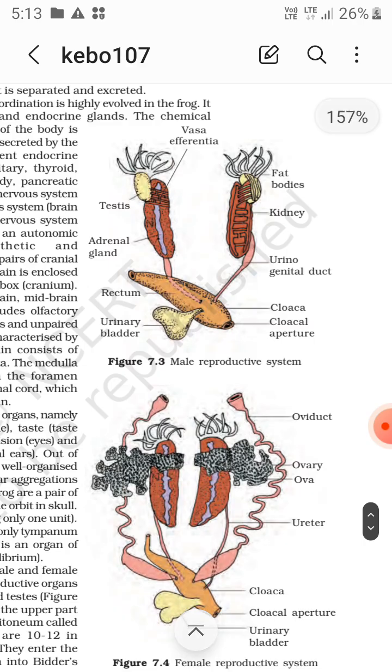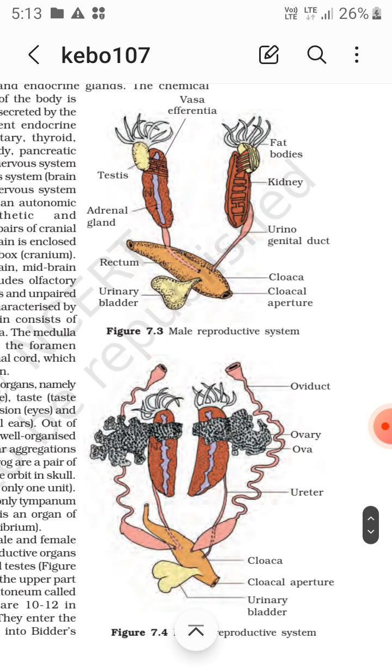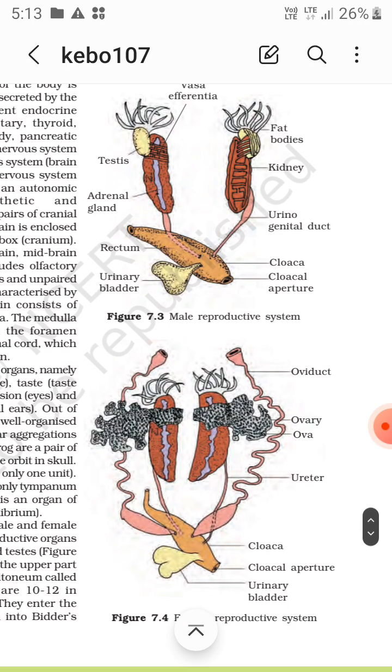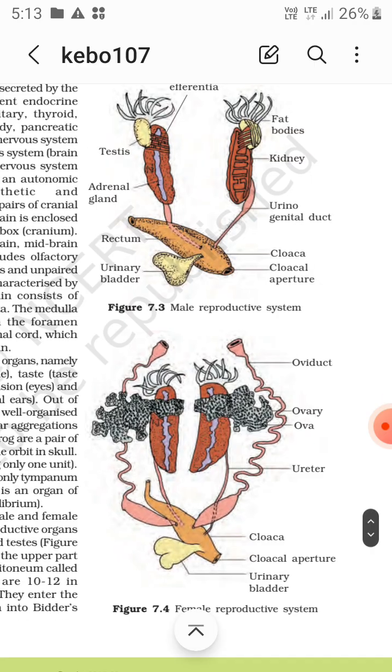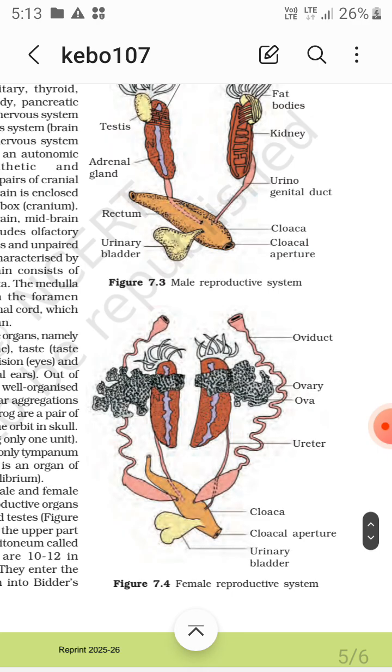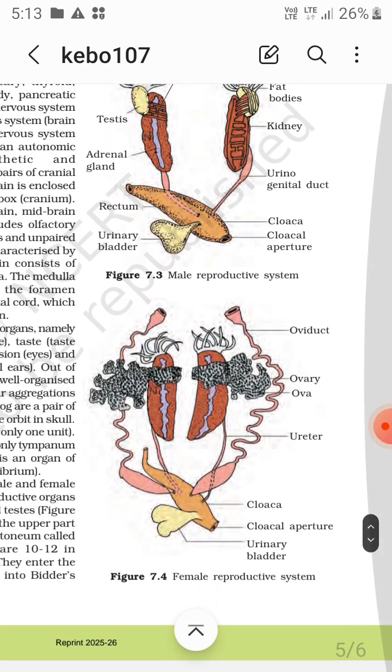Now, talking about the male reproductive system, the diagrams. See, there is vasa efferentia, that is 10 to 12 in number. Then there are the testes that adhere to it, and then there are the fat bodies. Then there are the kidneys, then the adrenal gland. Then there is the urinogenital duct, and the rectum coming from the alimentary canal, and the urinary bladder. All that opens into the cloaca and is released from the cloacal aperture. So this is the male reproductive system.